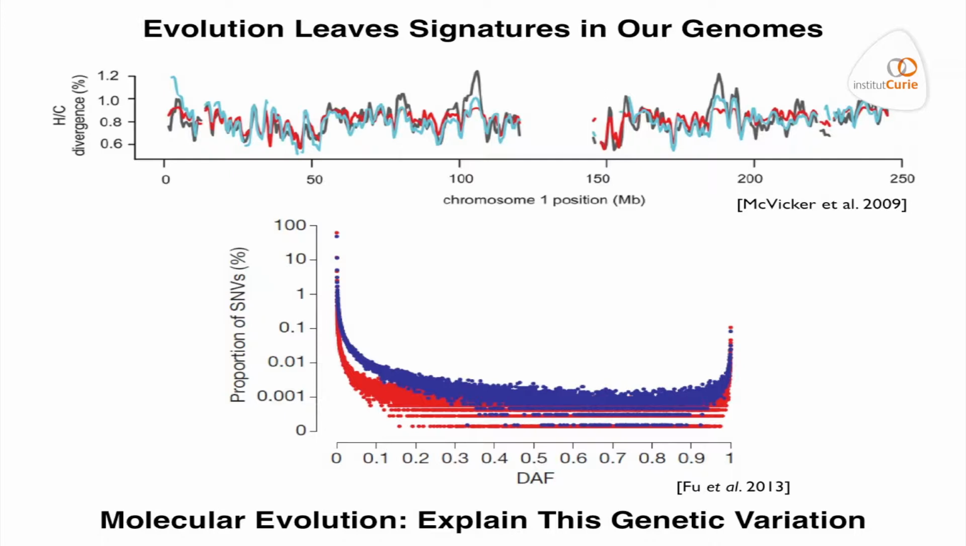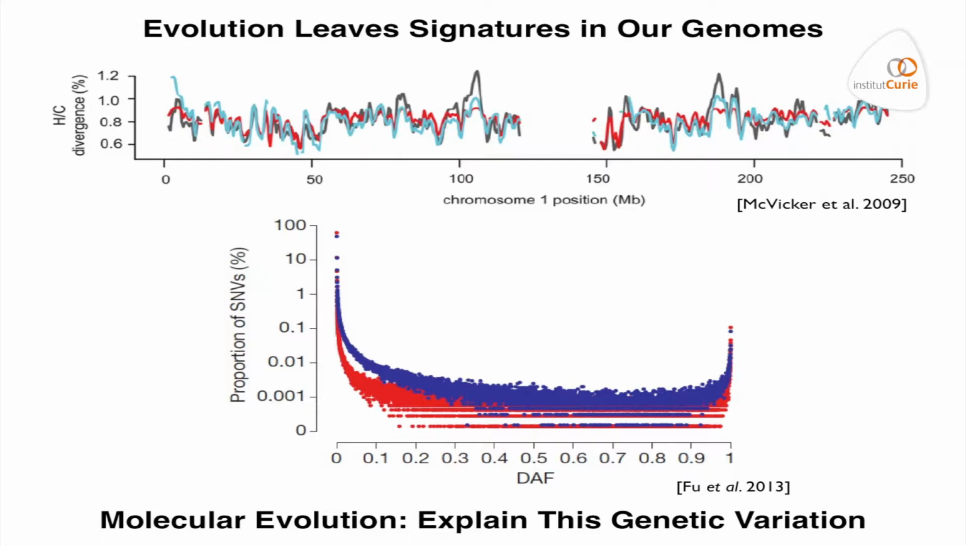And you can see, okay, there's some complicated pattern here where on average the human-chimp divergence is a little less than 1% across this chromosome, but there's substantial variation here. And so we might ask, why does this pattern look the way that it does, and how can we build a framework for understanding that?